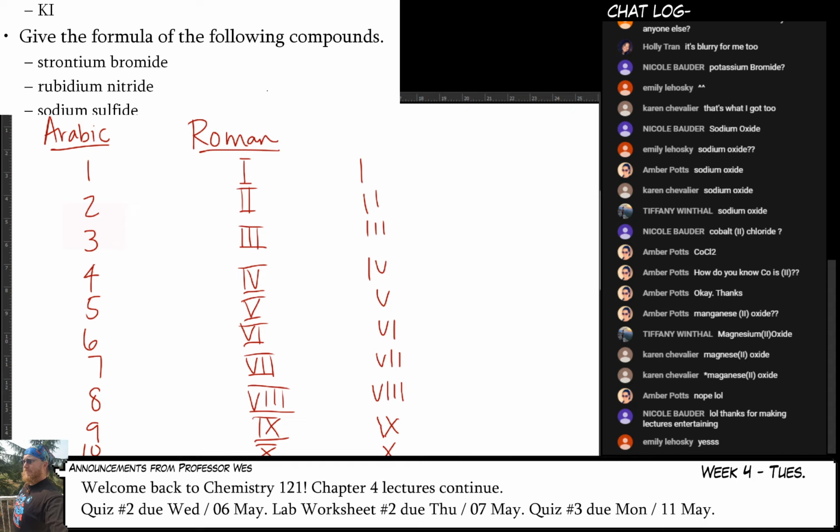So do this. I'll give you 5 minutes to do it. Type your answers in the chat when you got it. We'll go over the answers in just a second, and then we'll do the next set, which has got transition metals in it. Okay? Good luck. We're all counting on you, and I'll see you in a bit.